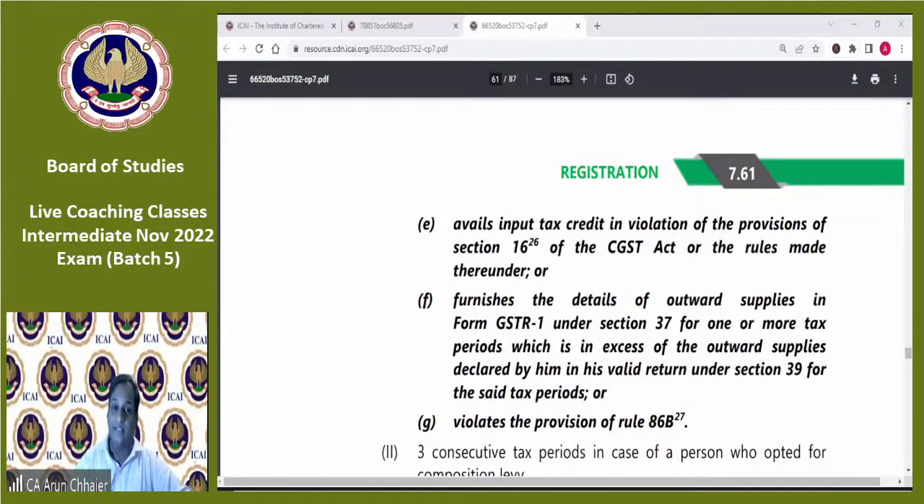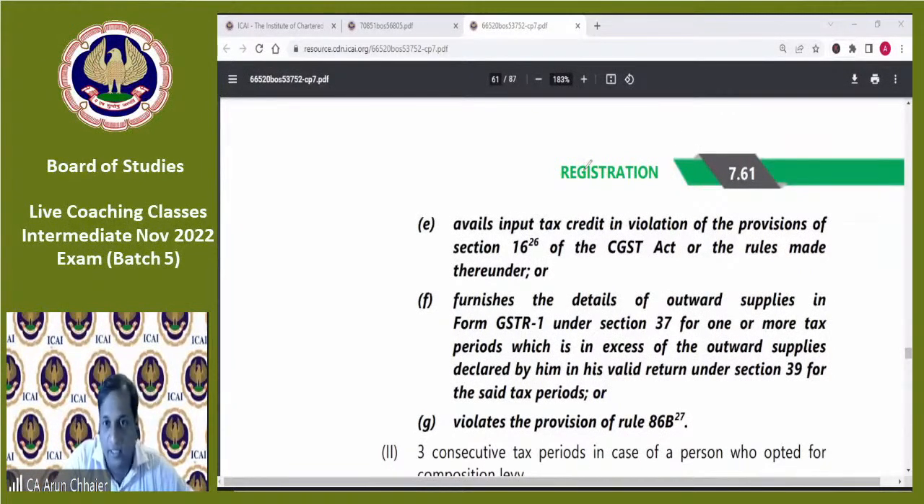ISA has asked whether these provisions are related to compulsory cancellation. No. Under section 29 subsection 2, the officer has the power to cancel the number when a provision of the GST Act or the rules is contravened by the registered person. Which provision? All provisions? No. The provisions mentioned in Rule 21. So these are the list of contraventions. If committed by the taxpayer or registered person, the officer has the right to cancel the GST number. Is it clear?